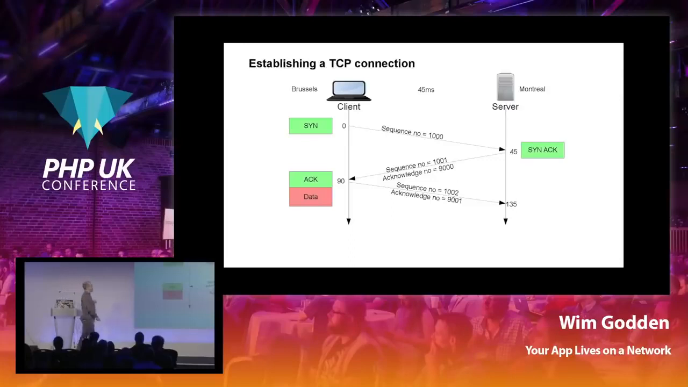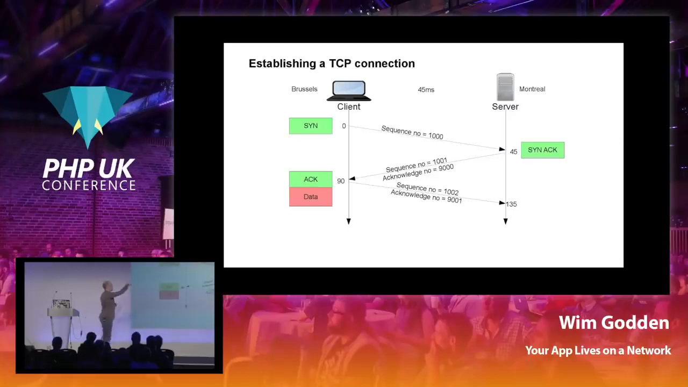Now let's imagine we want to communicate between Brussels and Montreal. And let's imagine that the minimum time for that is 45 milliseconds. That means after 45 milliseconds, my SYN packet has arrived. 90 milliseconds here, I send a GET request. After 135 milliseconds, the server has finally received what I want the server to execute, a GET request. I want to retrieve some piece of information. That takes a long time.